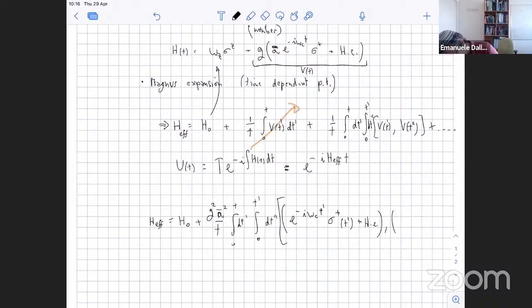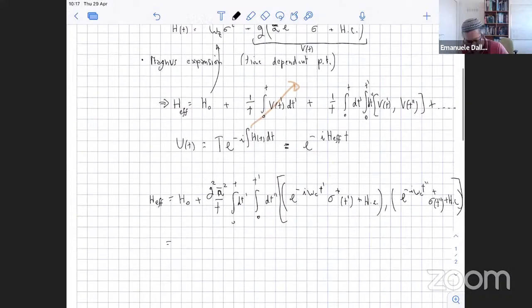Commutator with e to the minus i omega c t'' sigma plus, t'' plus emission conjugate. Let me explain one important thing: what do I mean by sigma plus t'? Why did I say sigma plus t'? The reason is that we are performing perturbation theory over some bare Hamiltonian.